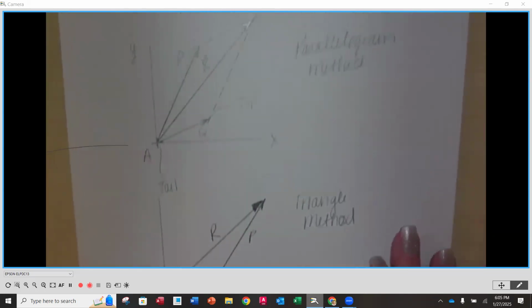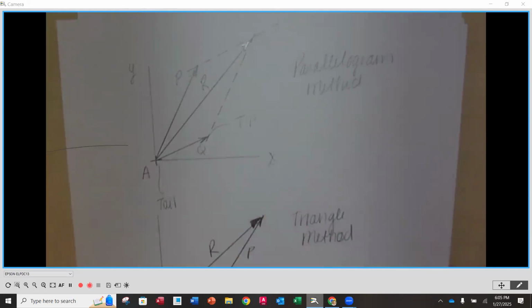And when we look back up here at this one, where we have both P and Q acting through A, you can see that P is going up and to the right, and so is Q. So when those two are going up and to the right, you would expect your resultant to also be going up and to the right. So always think of that. Is my resultant making sense?